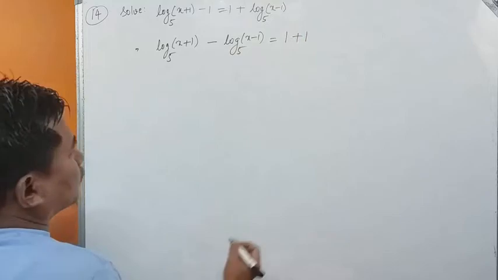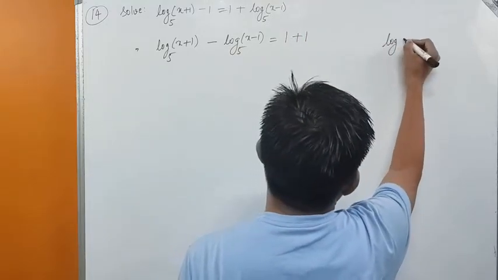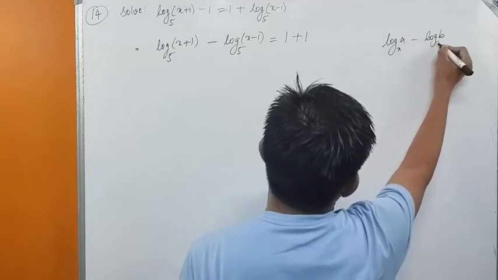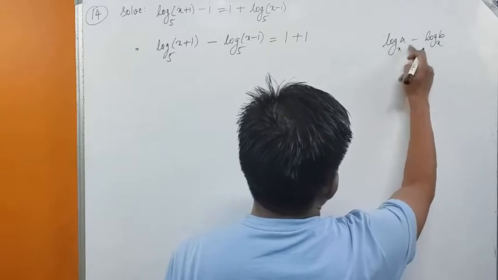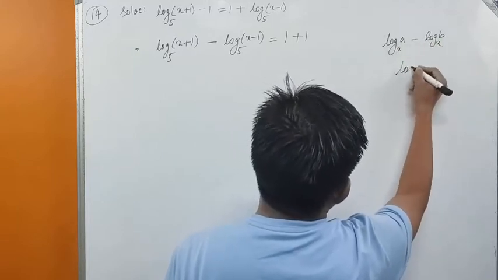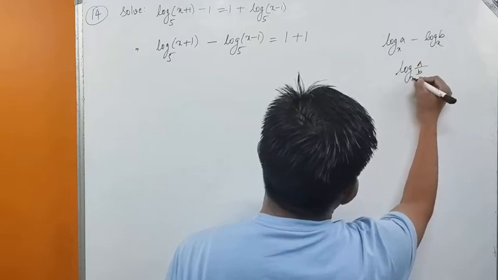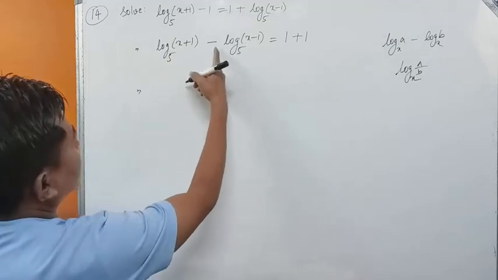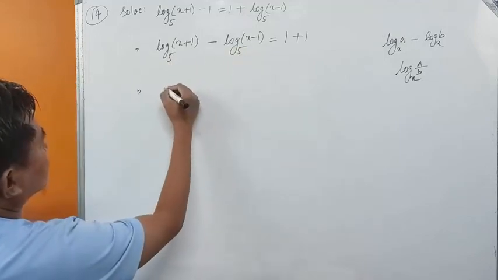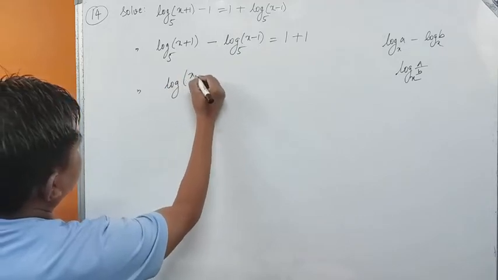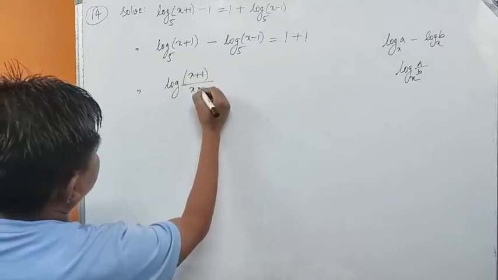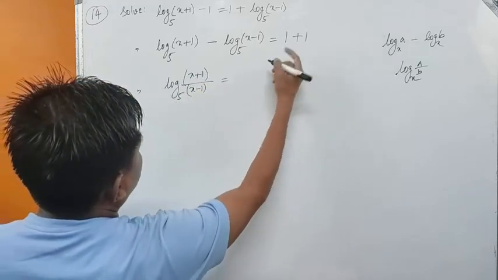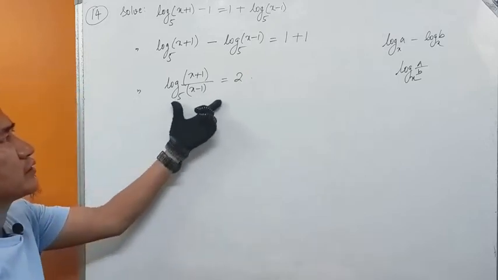Okay, now we know that if log a minus log b, same base, base must be same. Okay, log a to the base x minus log b to the base x, we can write this as log a upon b to the base x, isn't it? So log x plus 1 to the base 5 minus log x minus 1 to the base 5, we can write this as log x plus 1 upon x minus 1 to the base 5, okay, equals 1 plus 1 is 2.